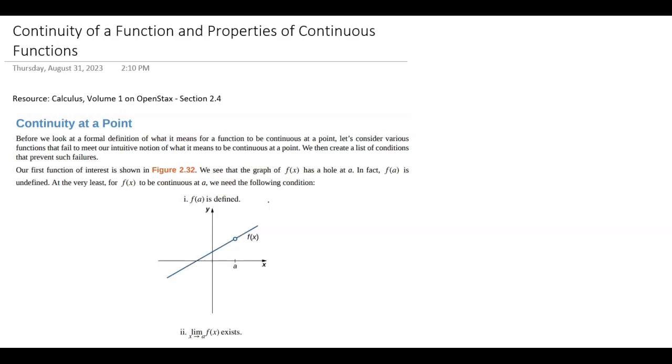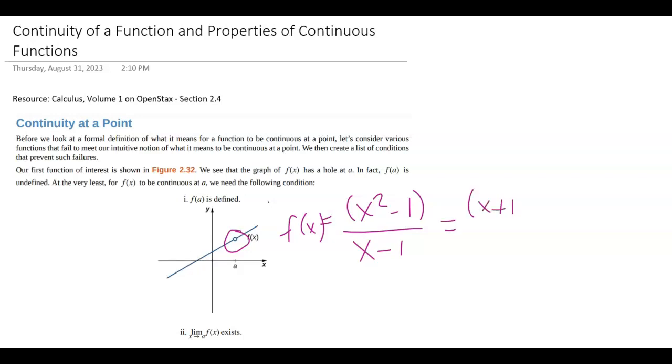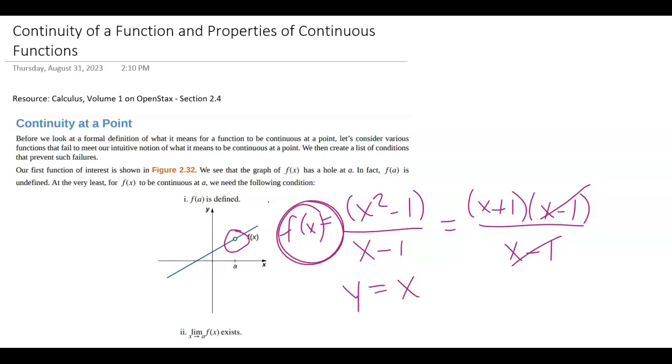There are three main types of discontinuity that we need to know. The first is a hole. If you have a hole in your graph, maybe your function is x squared minus 1 over x minus 1, and you have x plus 1 times x minus 1 in the top. You find these cancel, and so f of x behaves just like the line y equals x plus 1 with a hole at x equals 1.